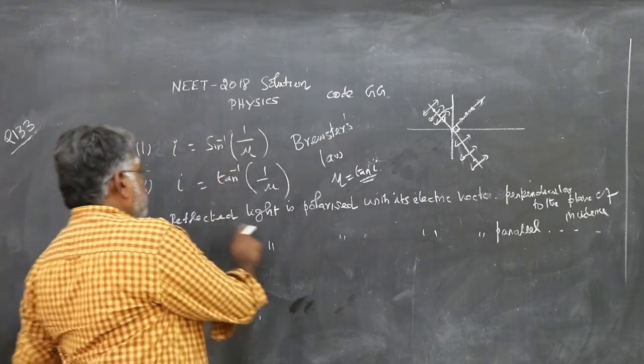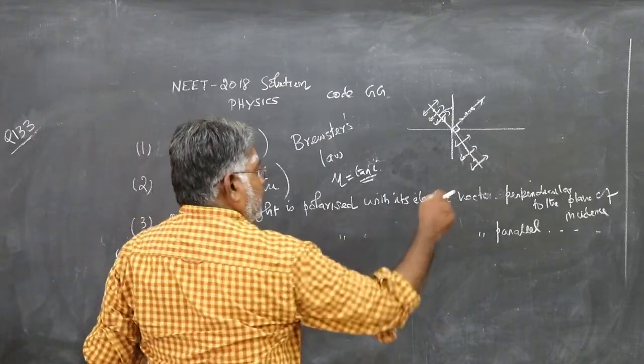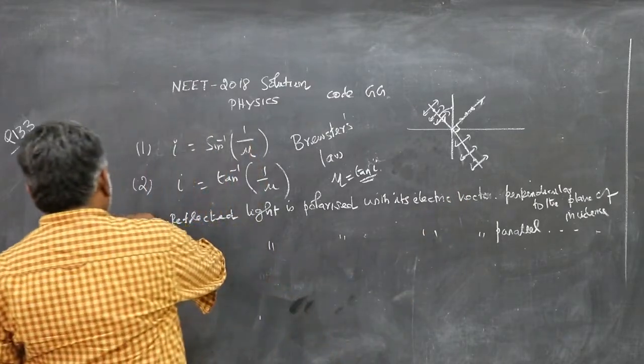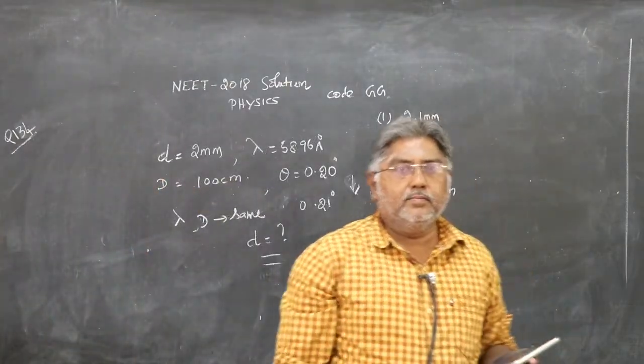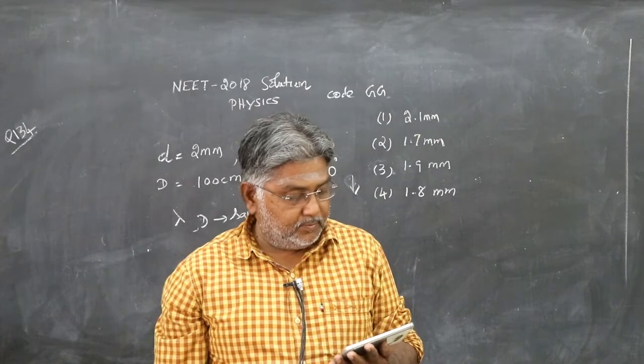So what is the correct answer then? Reflected light is polarized with its electric vector perpendicular to the plane of incidence. Option 3 is correct. Next question.